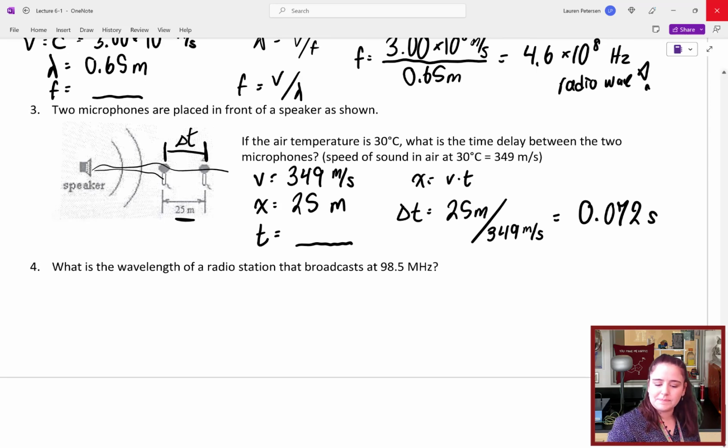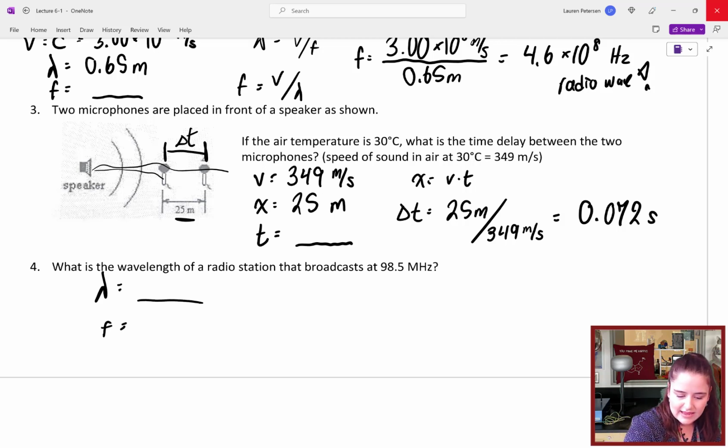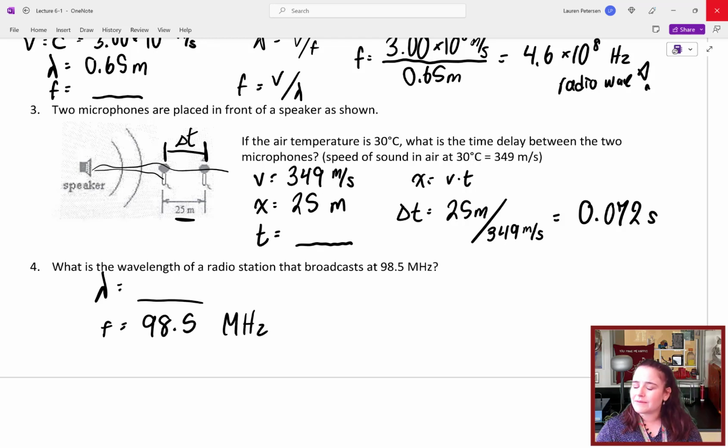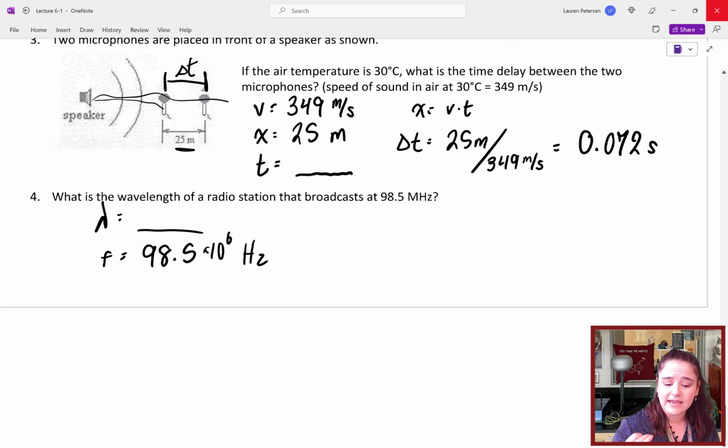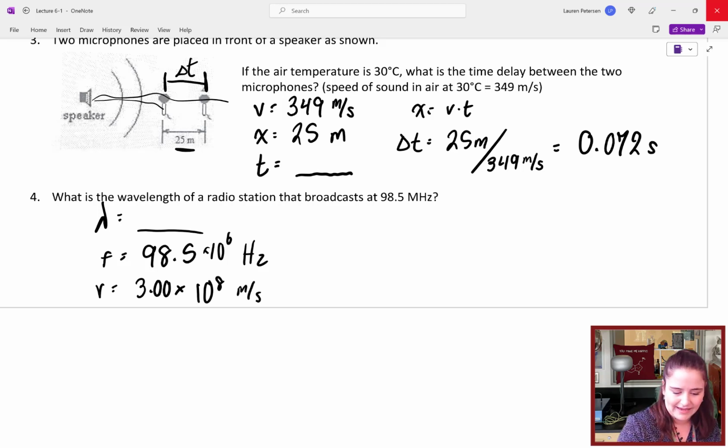And then last but not least, what is the wavelength of a radio station that broadcasts at 98.5 megahertz? 98.5 megahertz means 98.5 times 10 to the 6th hertz, mega meaning million, and it's on your equation sheet if you ever forget. And then it is a radio station, so it's probably broadcasting radio waves, which travel at the speed of light, 3 times 10 to the 8th meters per second.